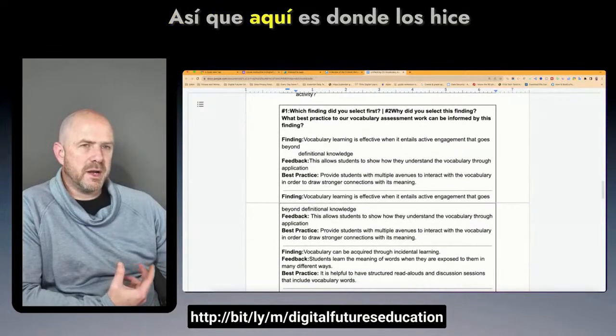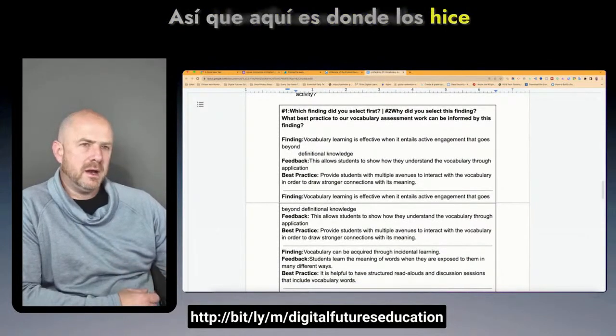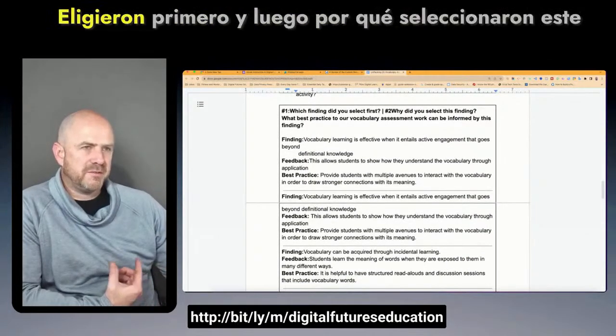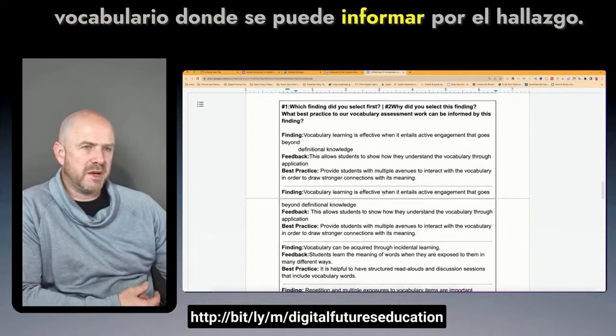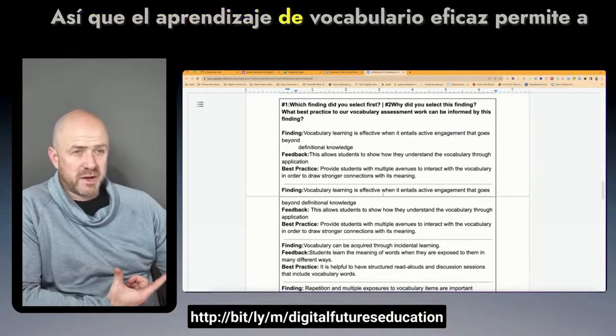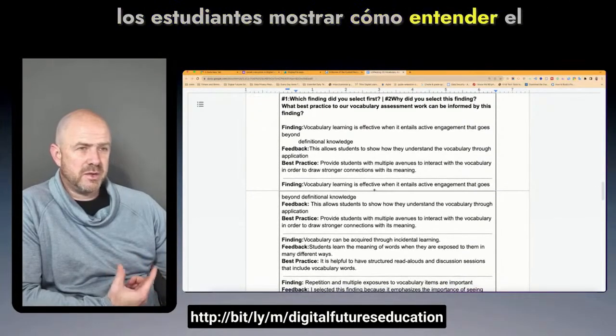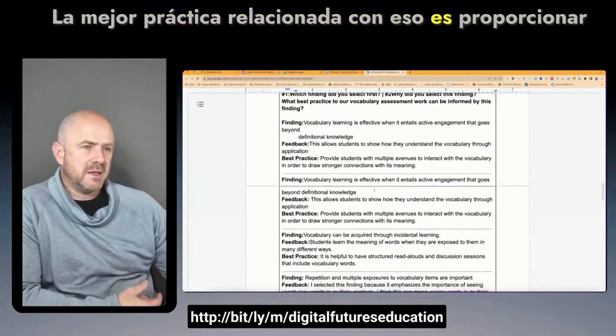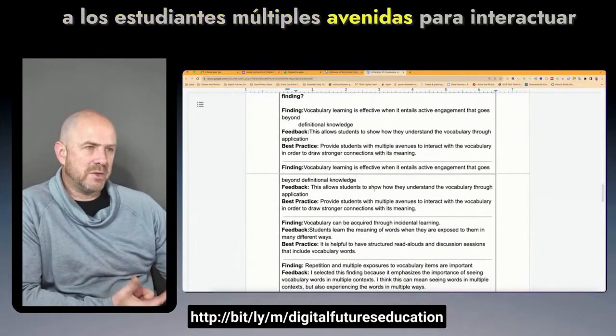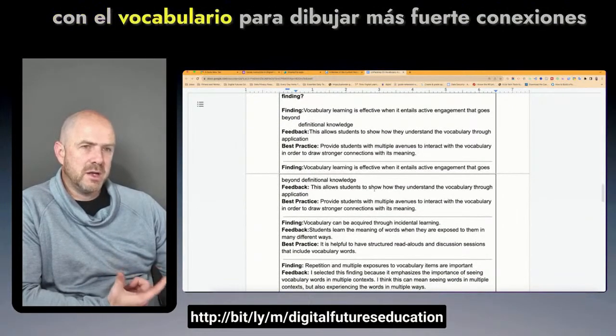So this is where I had them identify the item they picked first, and then why they selected this finding, and what best practice for our vocabulary assessment work can be informed by the finding. So vocabulary learning is effective when it allows students to show how they understand the vocabulary through application. The best practice related to that is providing students with multiple avenues to interact with the vocabulary in order to draw stronger connections with the meaning.